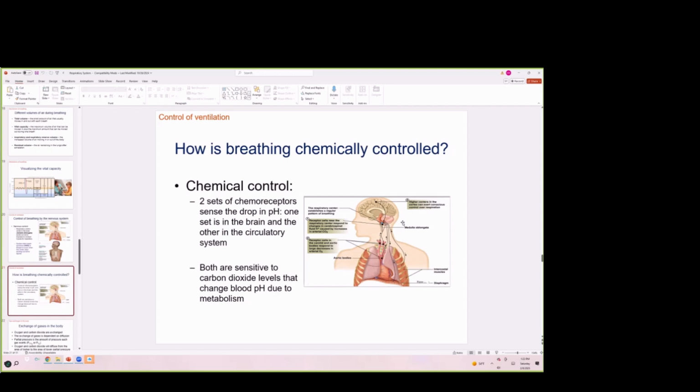I said two sets of chemoreceptors sense the drop in pH, one in the brain and the other one in our circulatory system. Both are sensitive to carbon dioxide levels that alter the pH in the blood, and will inform our breathing muscles to engage in breathing more as needed, to bring in more air. Bringing in more air would move out more carbon dioxide and enrich the blood with oxygen, to bring up the pH from where it was getting low.